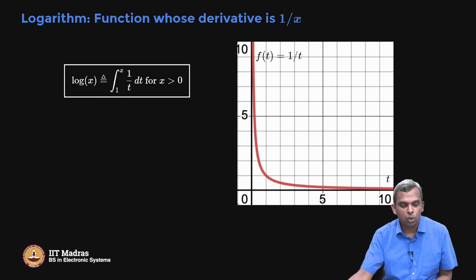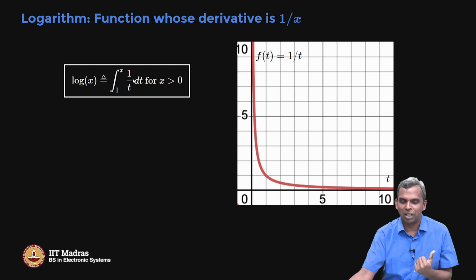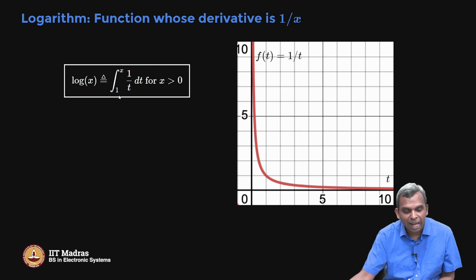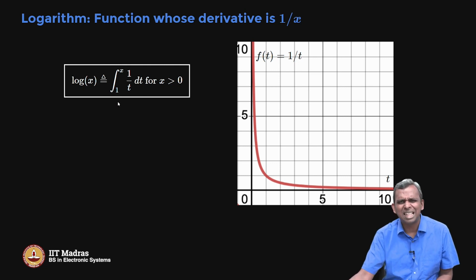This has the property that if you take the derivative of this, log prime of x, I'm going to get 1 by x. That I know from my fundamental theorem of calculus. But I have also chosen a to be 1. Now that is actually an arbitrary choice. I could have chosen a to be something else, but choosing a equals 1 gives me one particular function, and you will see why soon enough.